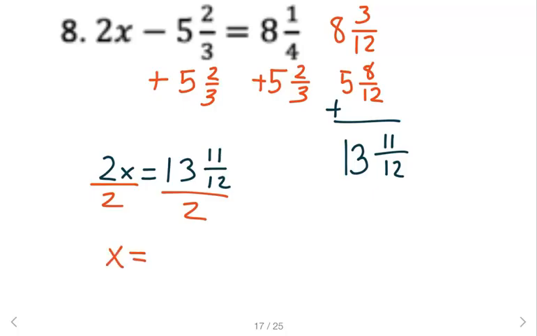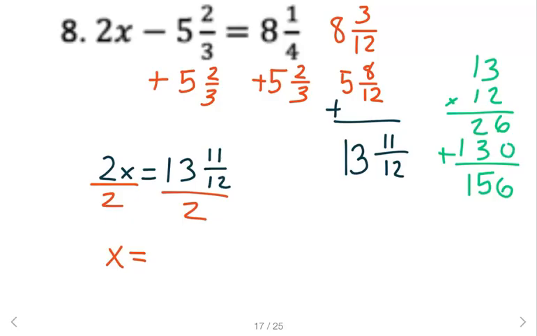Now, it might be helpful to go ahead and change it to an improper fraction. 13 times 12, 2 times 3 is 6, 2 times 1 is 2. Yeah, I don't know why I wrote it up there. And then 1 times 13 is 13. Add them together, we get 156.